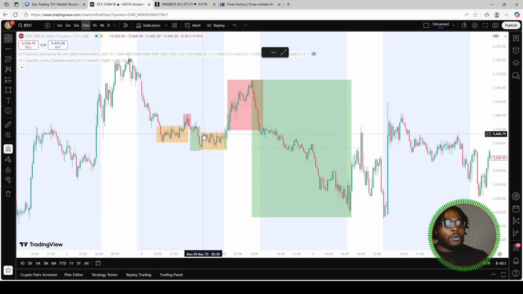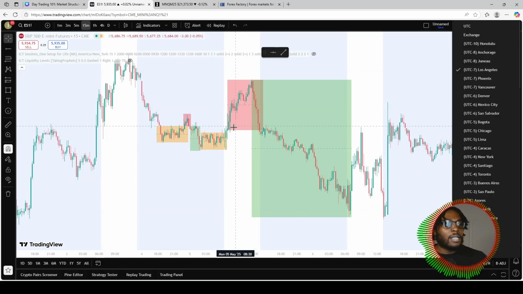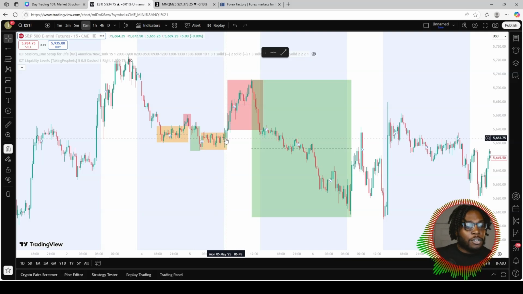And then boom, we get accumulation for the remainder of that London session. Then New York opens. Then boom, we have our manipulation leg. And then for the PM, from 11 or pretty much the close. Let me see what time frame this is in. Yeah, this is all right. So right here, we have the accumulation pre-market from London into the New York open.